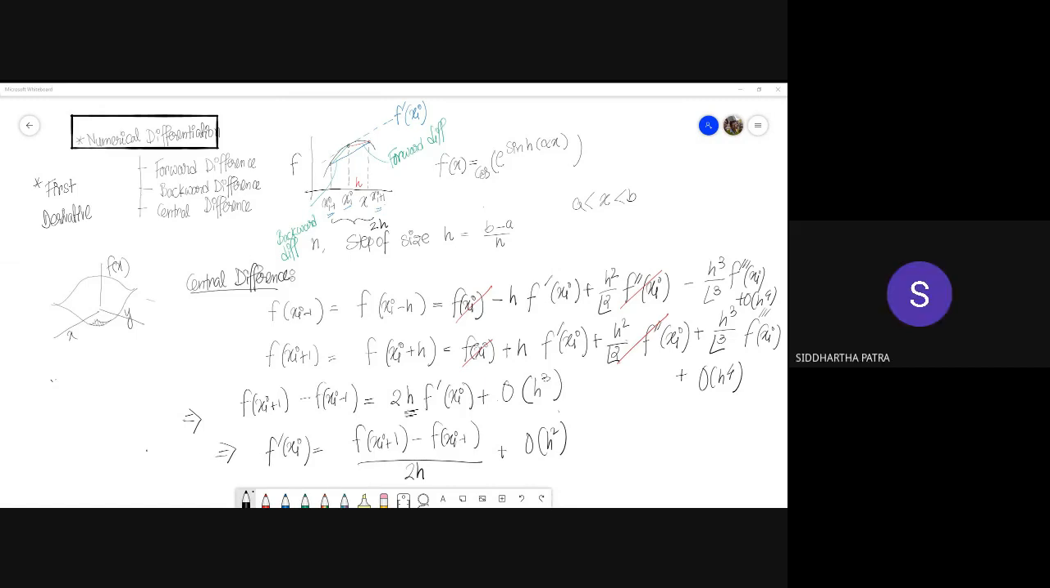When we are doing forward difference or backward difference, we are evaluating the derivative f prime at xi. We are approximately evaluating the derivative f prime at xi. But then xi serves as one of the endpoints of the segment over which you are evaluating the derivative. Okay, one of the endpoints.